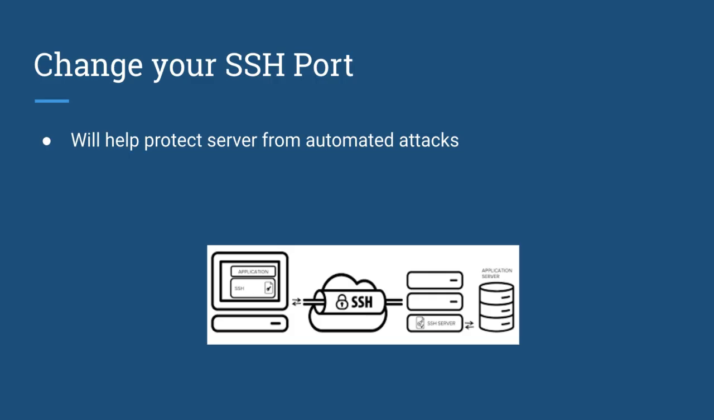It's also a good idea to change the port through which our SSH connection connects. This will help protect our server from automated attacks that are looking for port 22, which is the most common SSH port. Let's change it to port 2200.